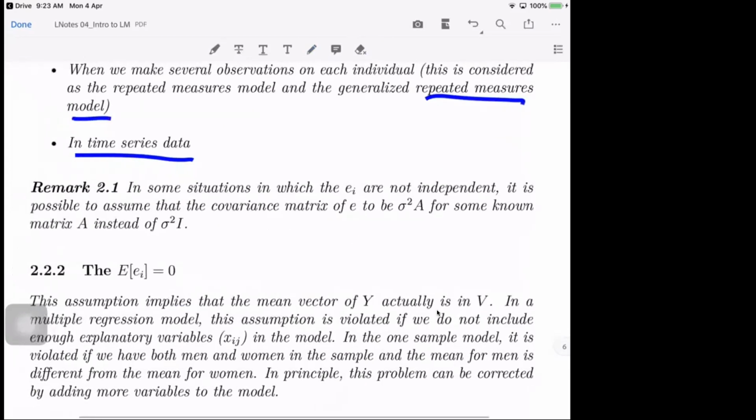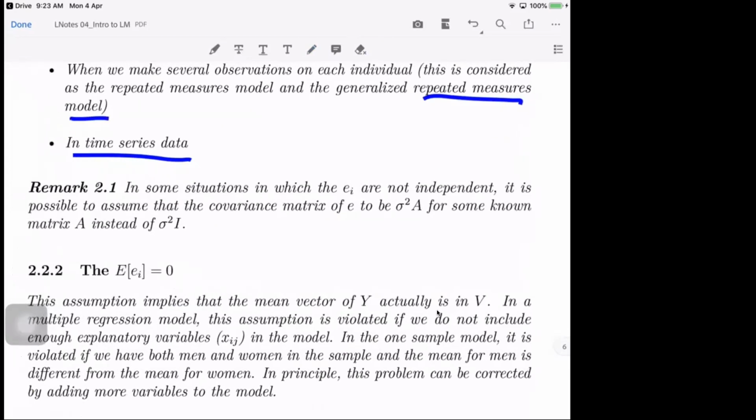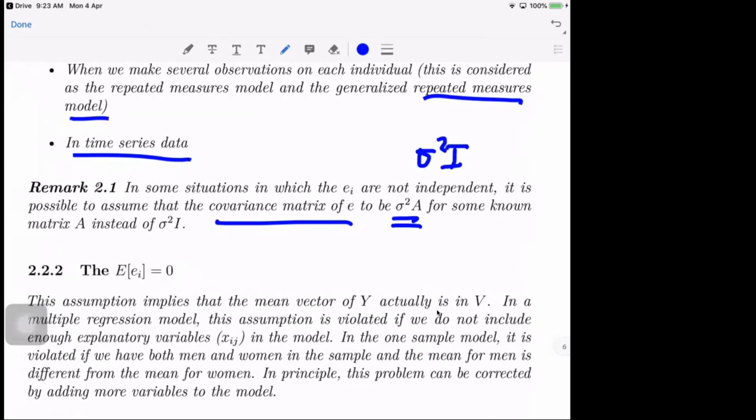In some situations in which the e_i's are not independent, it is possible to assume that the covariance matrix of e follows sigma squared A instead of just sigma squared I. What you do is replace I by a matrix A, so that you can describe the components of non-independence in the variability of the e_i's.